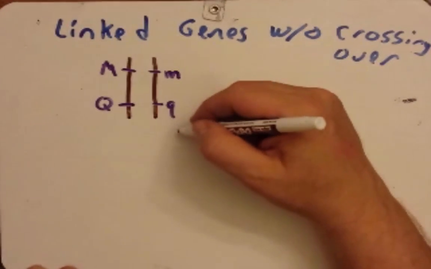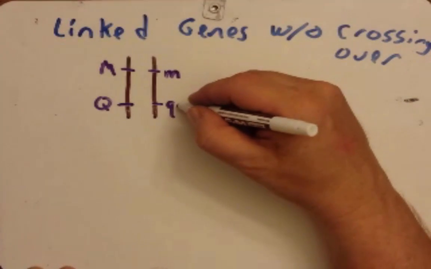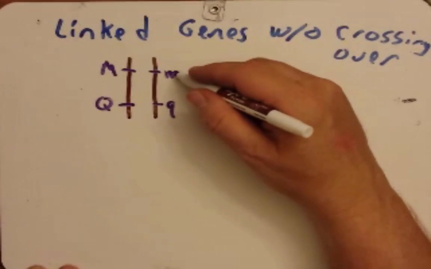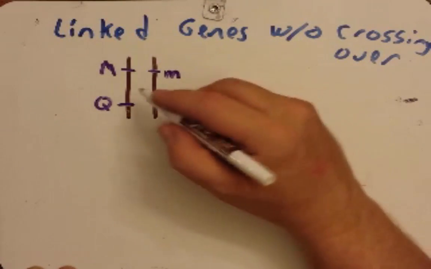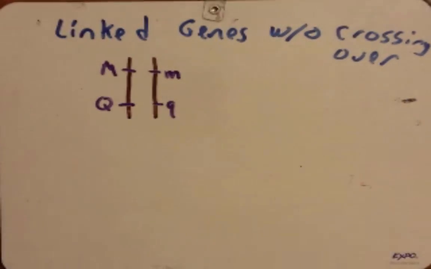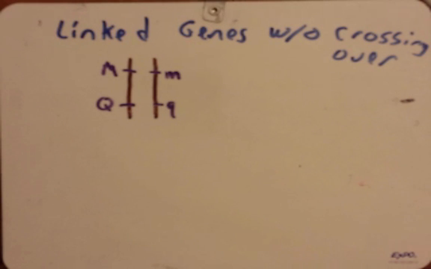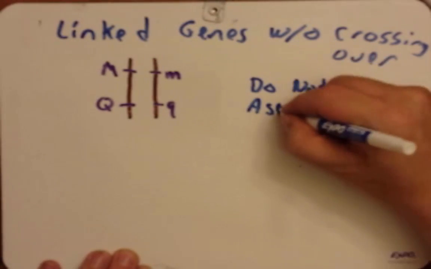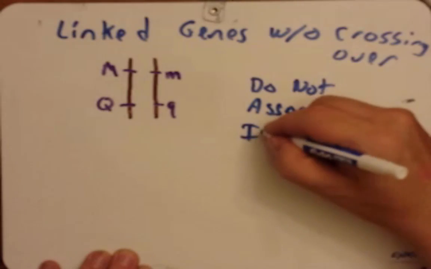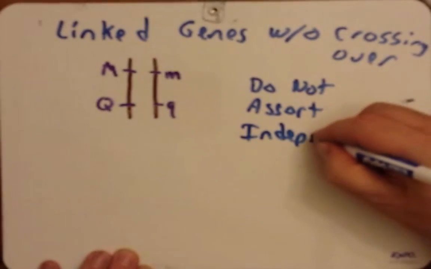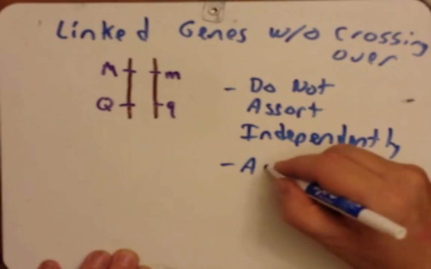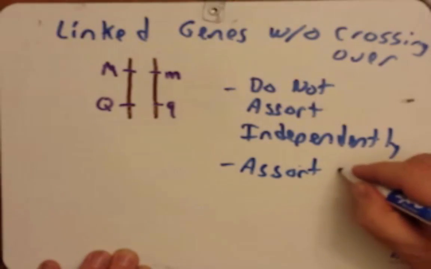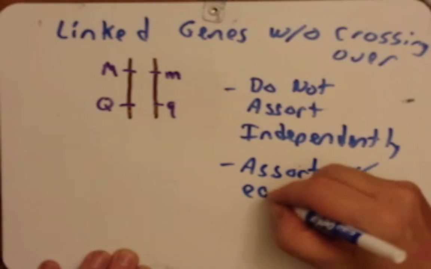We know, and we'll talk about this later when we talk about mapping genes, but I might as well say so now, the closer the genes are to each other, the fewer crossing over events that happen between them. And so in this case, we'll presume that these are so close to each other that there's no crossing over. Because of that, they do not assort independently. They assort with each other.